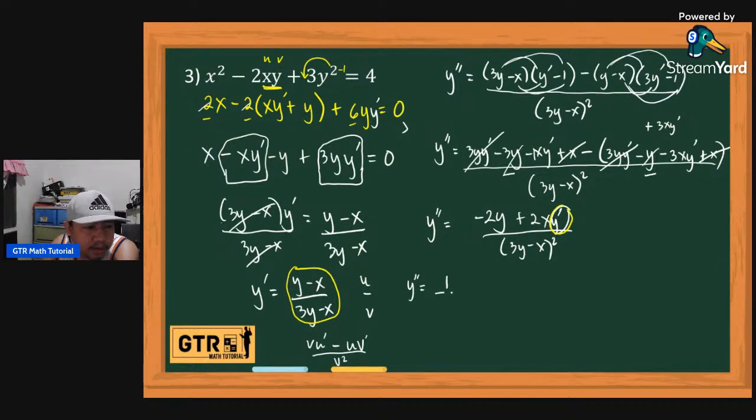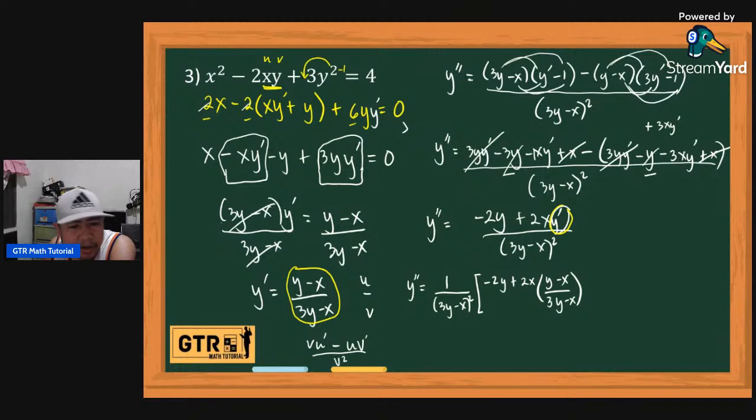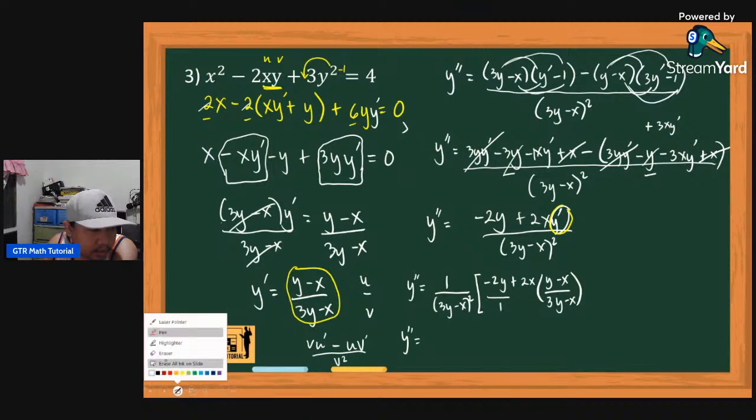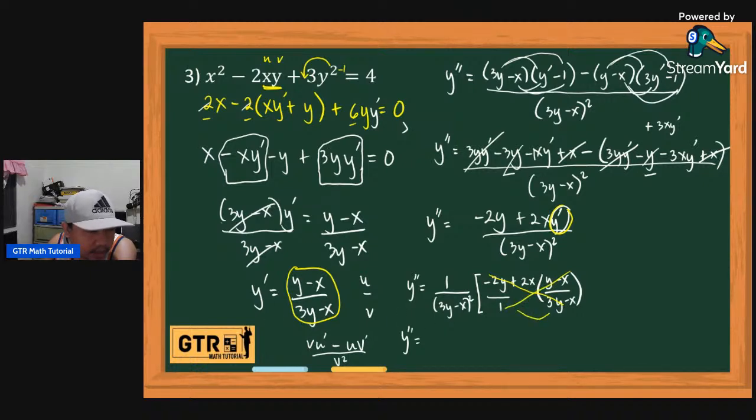So we have 1 over 3y minus x squared. Then we have negative 2y plus 2x, and then y prime is y minus x over 3y minus x. Okay, so we can simplify further. So y double prime is equal to, or we can cross multiply this. So let's put a 1 here so that we can cross multiply. Apply the butterfly technique.